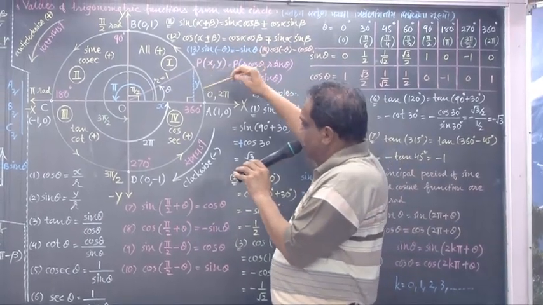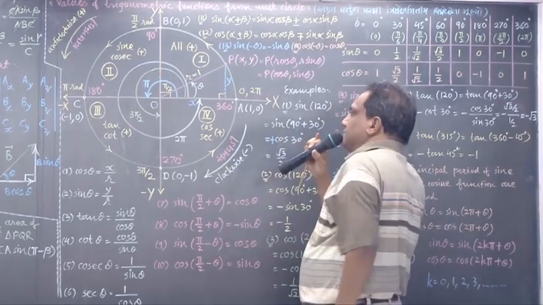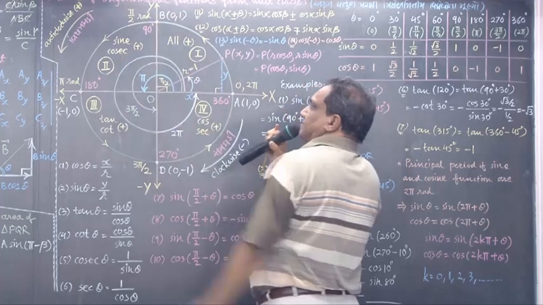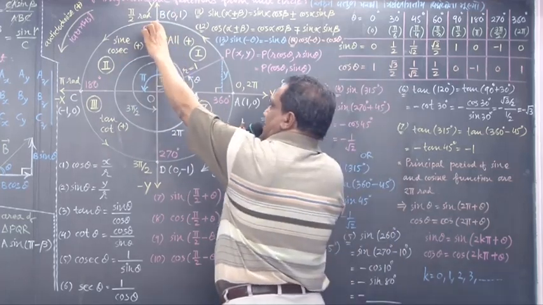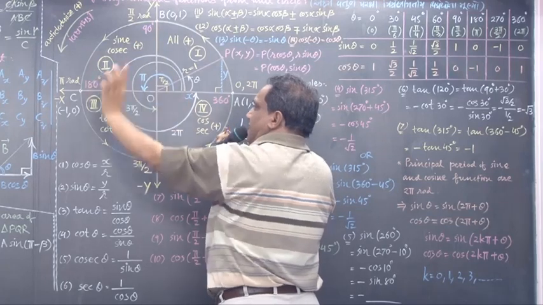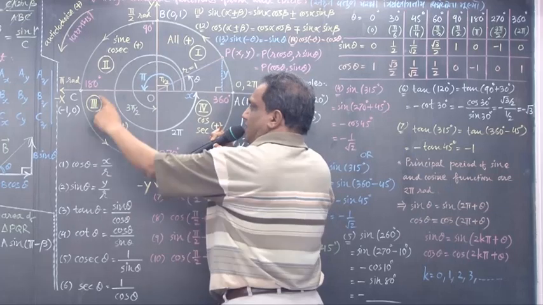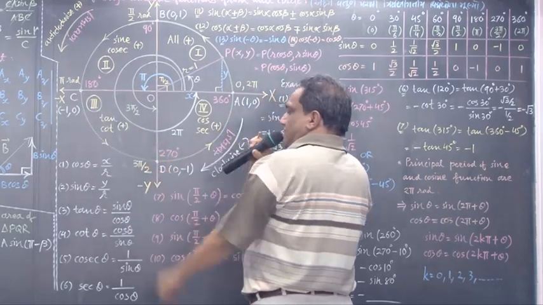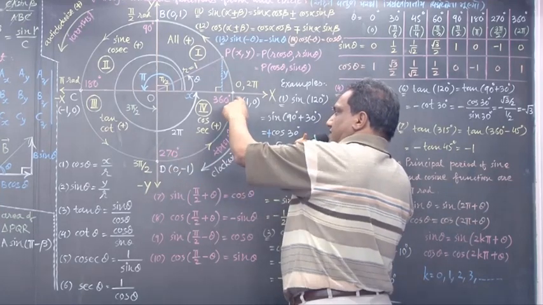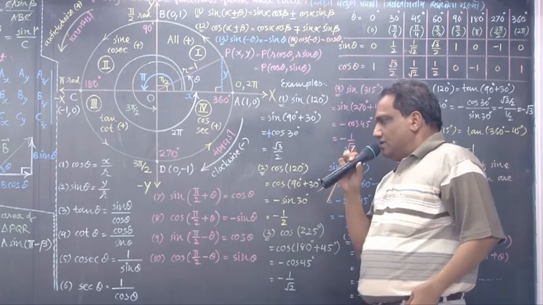As long as you are in the first quadrant, the angle should be taken between 0 and 90 degree. When you are in the second quadrant, the angle should be taken between 90 degree and 180 degree. In the third quadrant, between 180 degree and 270 degree. In the fourth quadrant, between 270 degree and 360 degree. Let us start with some of the rules.